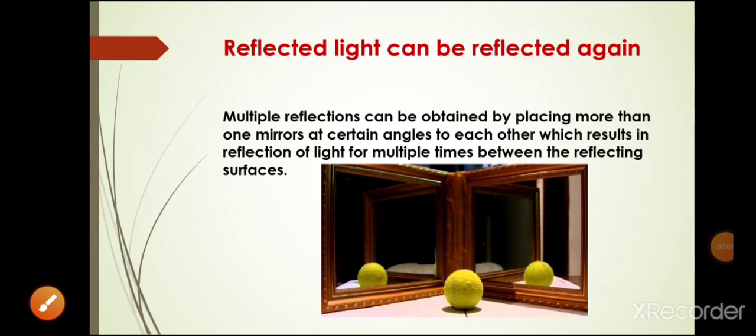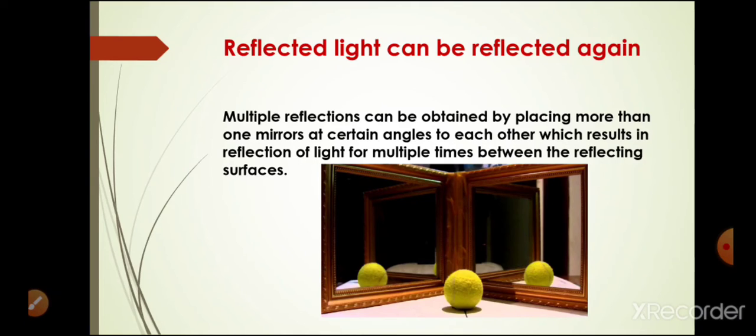Reflected light can be reflected again. Students, as you know, multiple reflections can be obtained when two mirrors are placed at various angles with respect to each other. What happens is that the light gets reflected over and over again, and because of that it forms multiple images. This phenomenon is used in periscopes to see hidden objects, in a kaleidoscope to see beautiful patterns, and in barber shops to see the back of the head of a person getting a haircut.